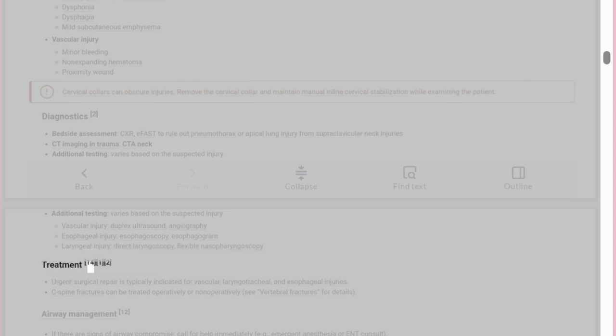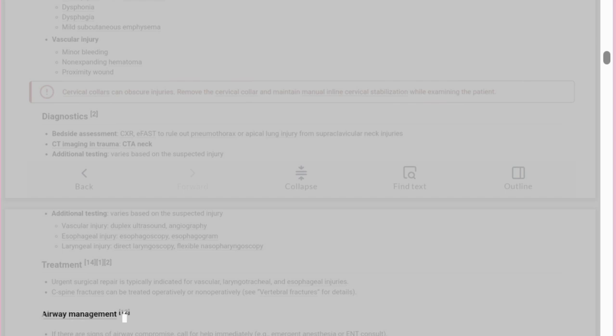Treatment. Urgent surgical repair is typically indicated for vascular, laryngotracheal, and esophageal injuries. Spine fractures can be treated operatively or non-operatively. See vertebral fractures for details.